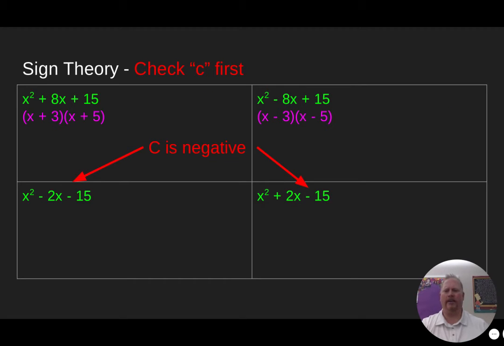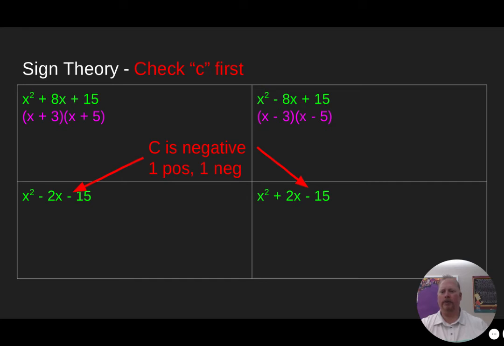Let's check that c value. On the bottom problem, the c value is negative. So what does that mean? It means the two numbers I'm looking for are going to be one positive, one negative. Okay? And if it's one positive, one negative, it doesn't really matter what your b value is. You just know you're looking for one positive and one negative.